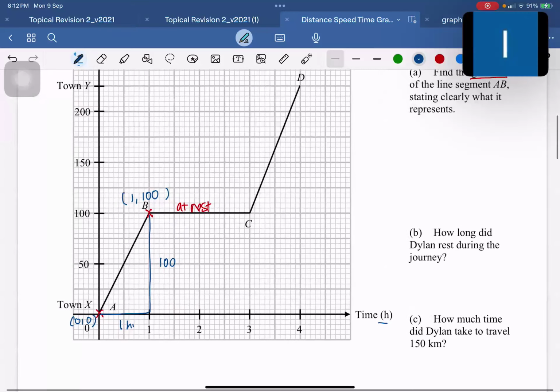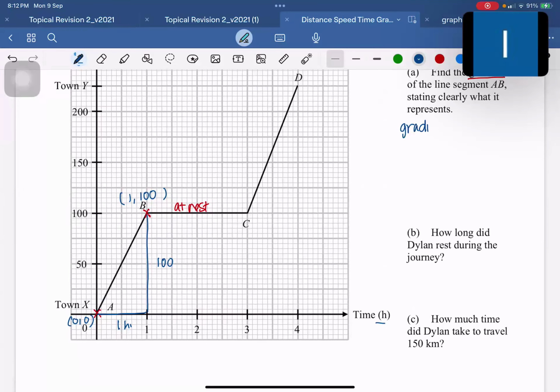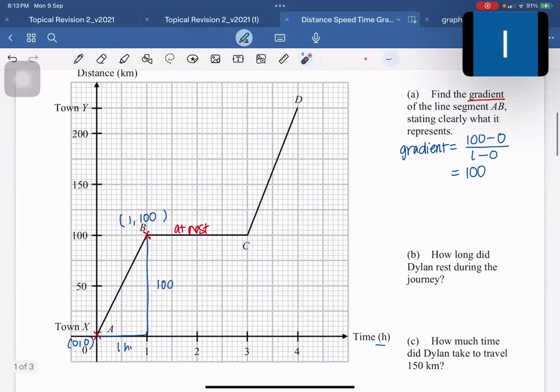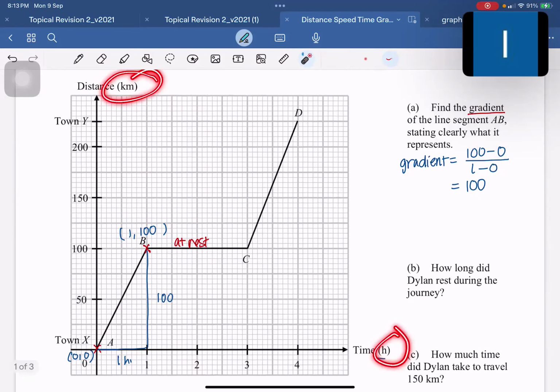The gradient is y2 minus y1, 100 minus 0, over 1 minus 0, which gives you the answer 100. Are you able to tell me what the units are in this case? Kilometer per hour. Very good. So this will be kilometers per hour.